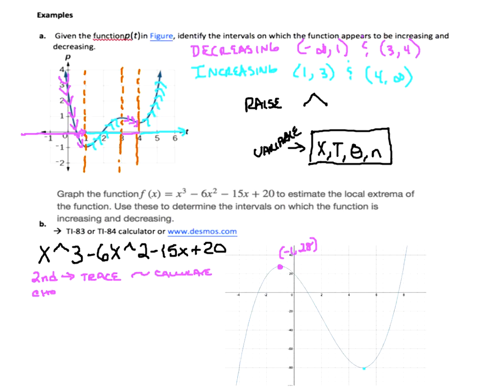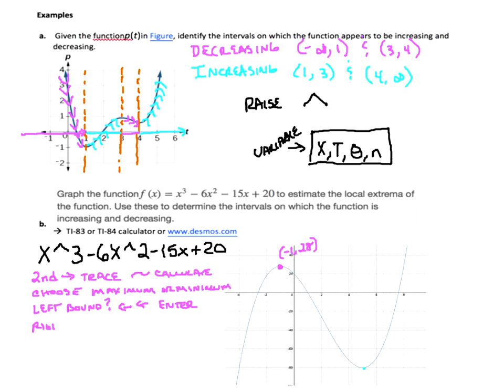You want to choose what you want to calculate, either the maximum or the minimum. Once you've done that, it's going to take you to your graph, and it's going to say left bound. That's the left boundary, so you want to arrow to the left of that point you're trying to calculate and hit enter.